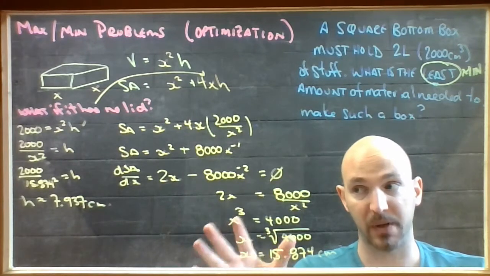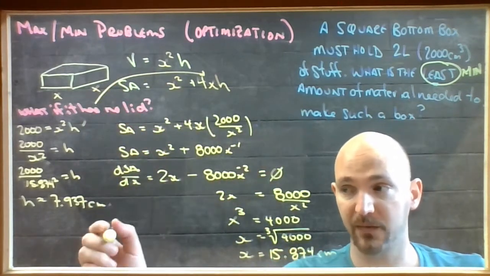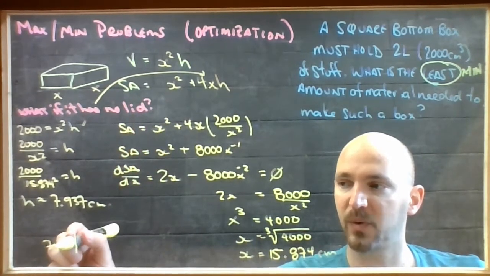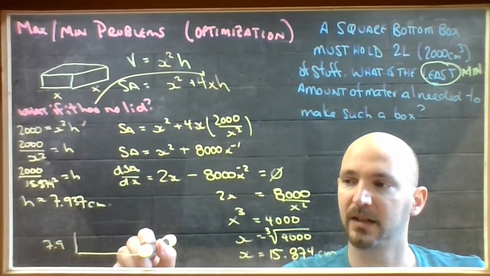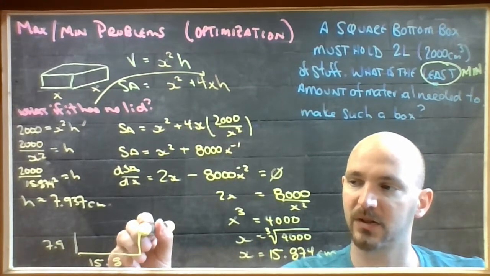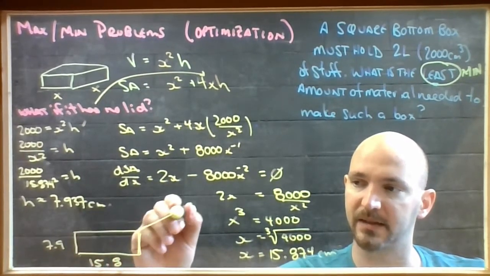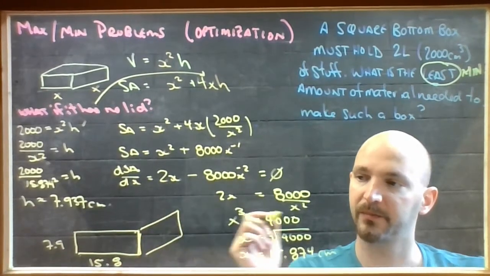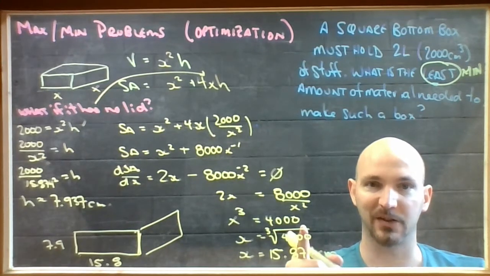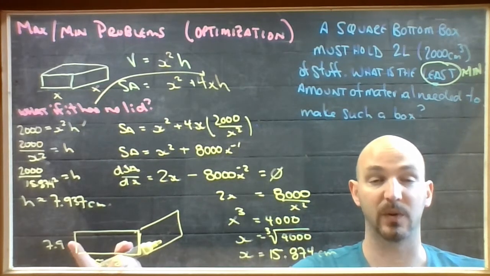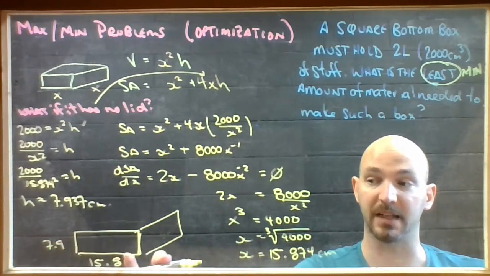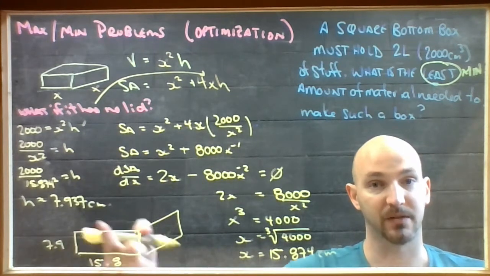So calculus has just pointed out to you that if you don't have to pay for the lid of the box, now you've got something that is 7.9 centimeters high and 15.8 centimeters wide. So the new optimal box is something like this instead of being a cube. Now maybe you can spot the quick little relationship there. 7.9, if you double that, double 7 would be 14, double 0.9 would be 1.8, 14 and 1.8 is 15.8. This is twice that.